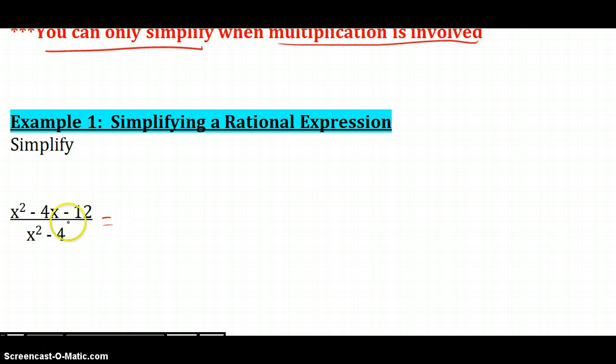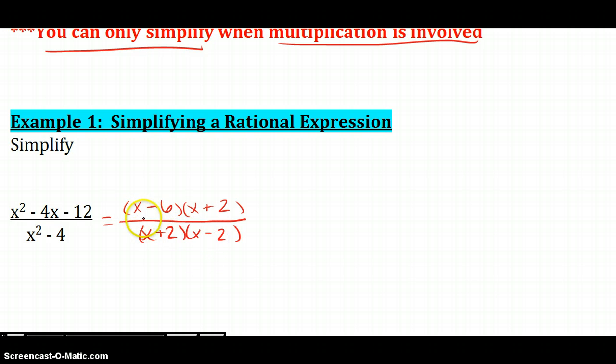So the first step is you want to factor this. So we're looking for factors of 12 that subtract to give us 4, because this is a quadratic. So factors of 12 that subtract to give us 4 would be 6 and 2. And we have a minus 6 because we want to get negative 4. And on the bottom, this is the difference of two squares. So it'd be x plus 2, x minus 2.